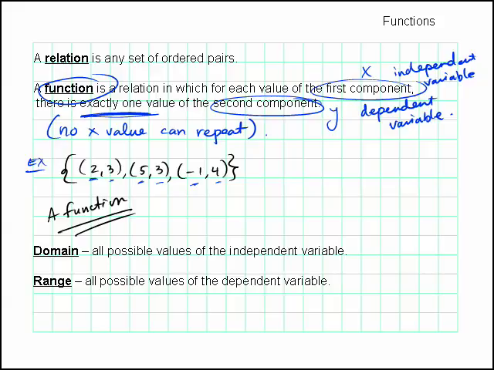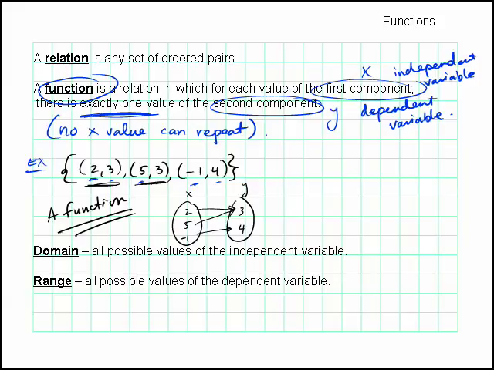You may see these in what's called mapping notation as well. Here's where they put the x's and the y's in these little ovals. The x's are 2, 5, and -1, and the y's are 3 and 4. Since (2, 3) is an ordered pair, when x is 2, y is 3, you would draw an arrow like that. When x is 5, y is 3, it would look like that. And when x is -1, y is 4, like that. That's what that relation would look like in mapping notation. It's still a function, though.